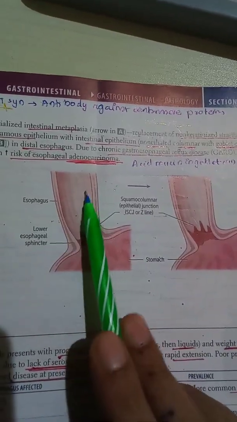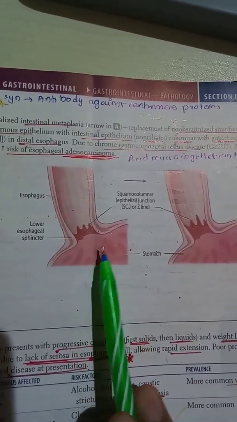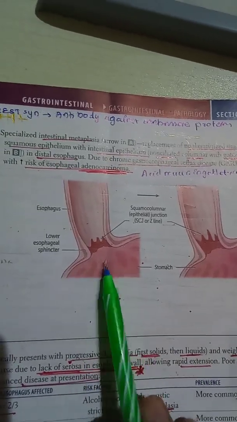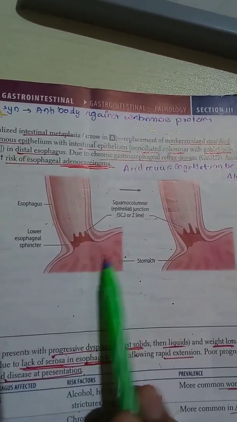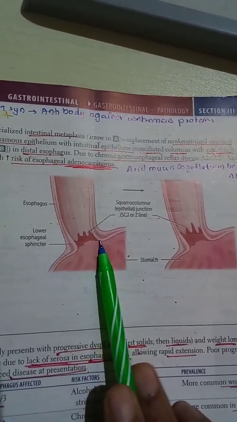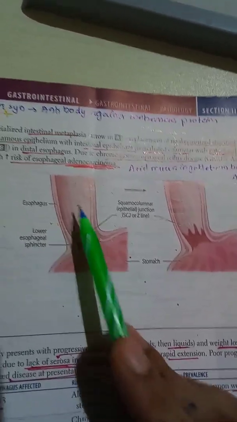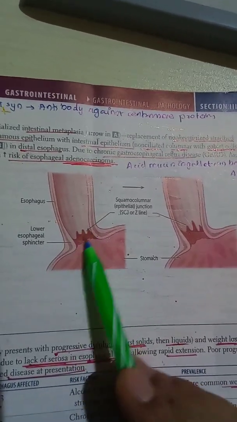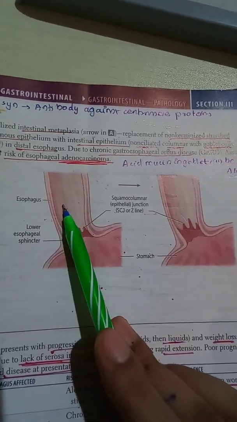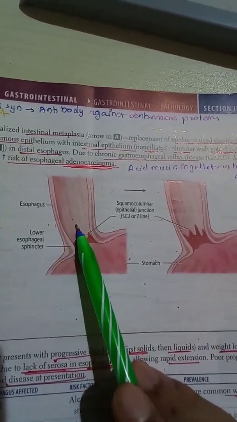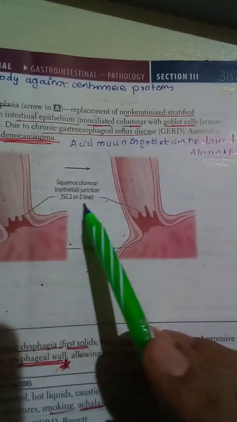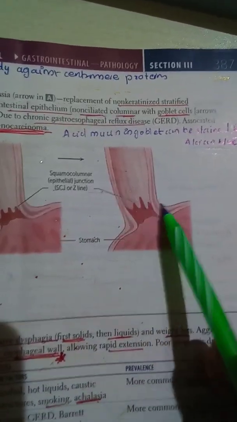Just quickly, what happens in Barrett's esophagus? We have got squamous cells in the esophagus, and columnar cells with goblet cells in the stomach. Because of GERD and chronic gastritis, this squamo-columnar junction, this one squamous, this one columnar, comes up, which means the esophagus will be taken over by the goblet cell containing columnar cells of the stomach. So the squamo-columnar junction or the Z line moves up in Barrett's esophagus.